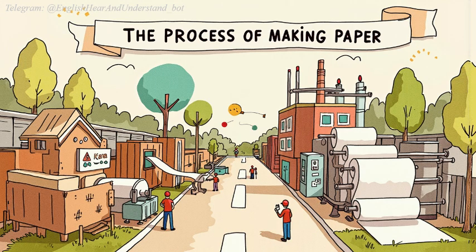In this text, we will learn how paper is made from trees to the final product. Step 1. Harvesting the trees. The first step in making paper is to harvest trees. Paper is made from a material called cellulose, which is found in the wood of trees. The most common trees used for making paper are pine, spruce, and fir.